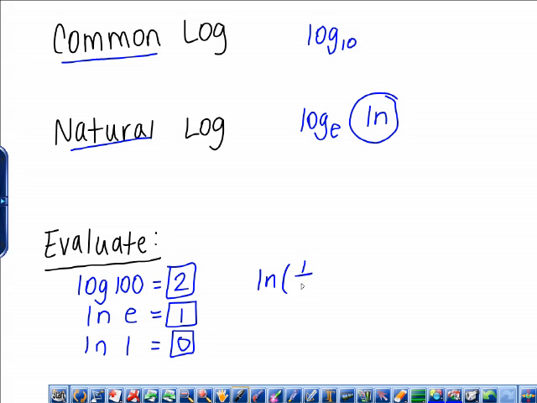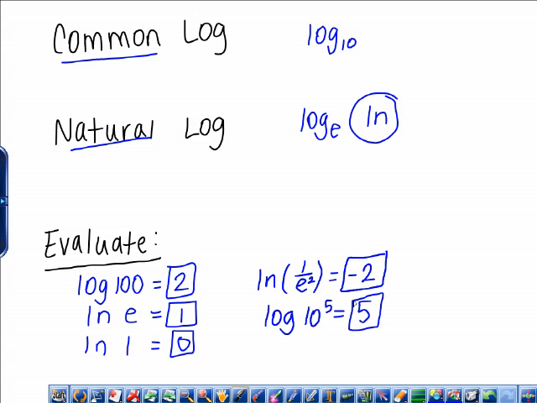Okay, let's do natural log of 1 over e squared. Remember, we have a base of e. We're saying e to what power gives you 1 over e squared. The 1 over is going to give us a negative, and that's going to give me negative 2. Okay, e to the power of negative 2 is the same as 1 over e squared. All right, now let's do one more. Let's do log of 10 to the 5th. 10 to what power gives you 10 to the 5th? A 5. Now, all of these actually you can figure out even quicker by using some rules.